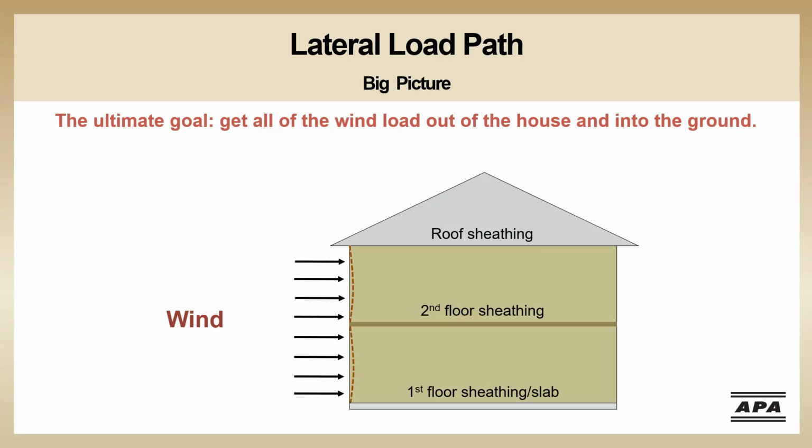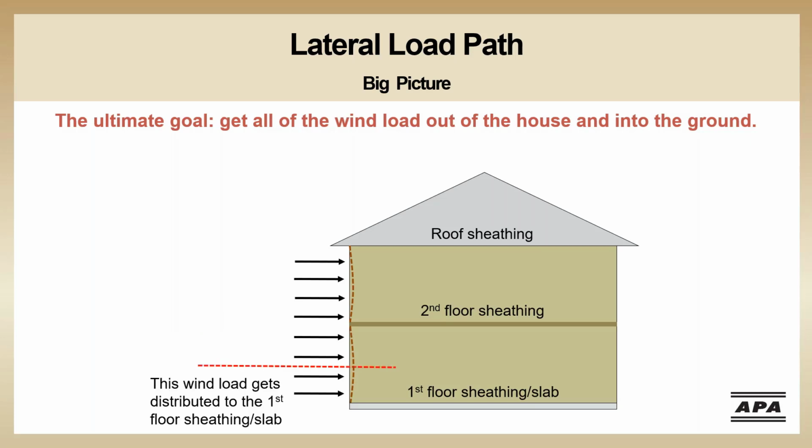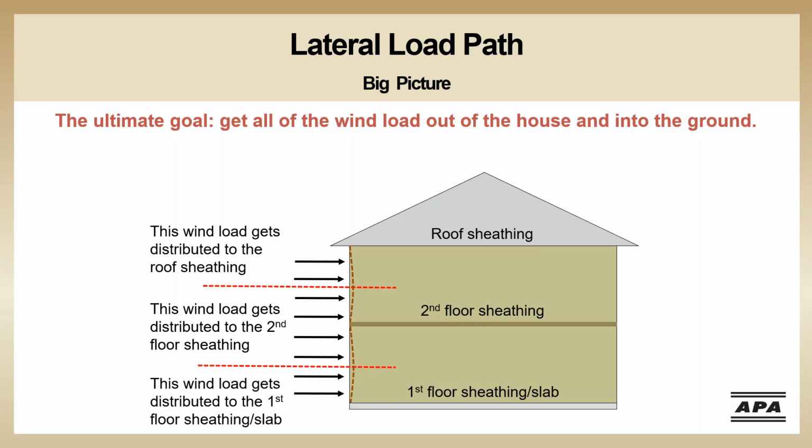In this house, that means that the lower half of the wall assembly on the first floor transfers the wind load to the first floor sheathing or to the slab on grade. The upper half of the wall assembly on the first floor and the lower half of the wall assembly on the second floor transfers the wind load to the second floor sheathing. The upper half of the wall assembly on the second floor transfers the wind load to the roof sheathing. Wind load on the roof itself is also carried by the roof sheathing.